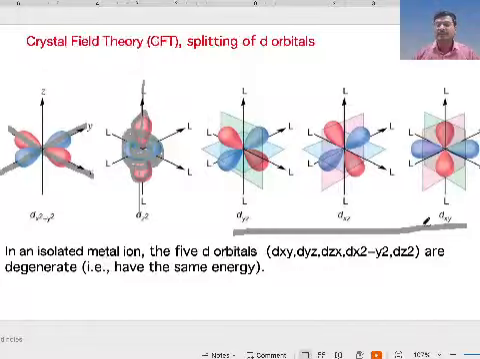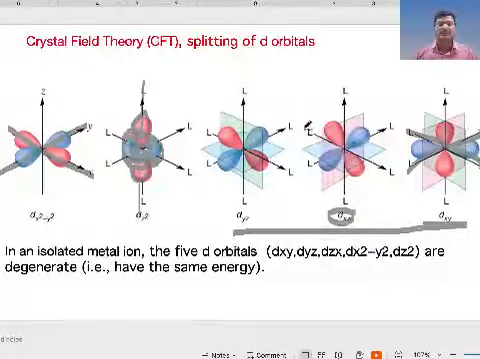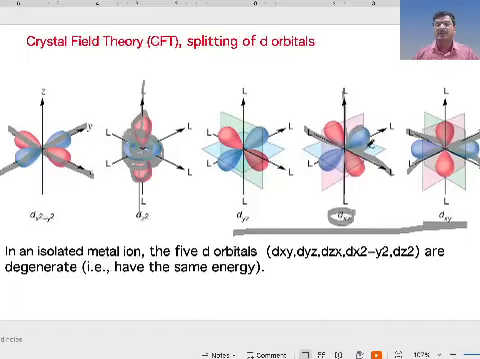For example, let us take dxy. So this is the x-axis, this is the y-axis, and exactly the lobes are present between the x and y. Similarly, xz. This is the x-axis, this is the z-axis. Exactly the lobe is present between the x and z. And when you come to yz, this is the z-axis, this is the y-axis. Exactly the lobes are present between y and z.